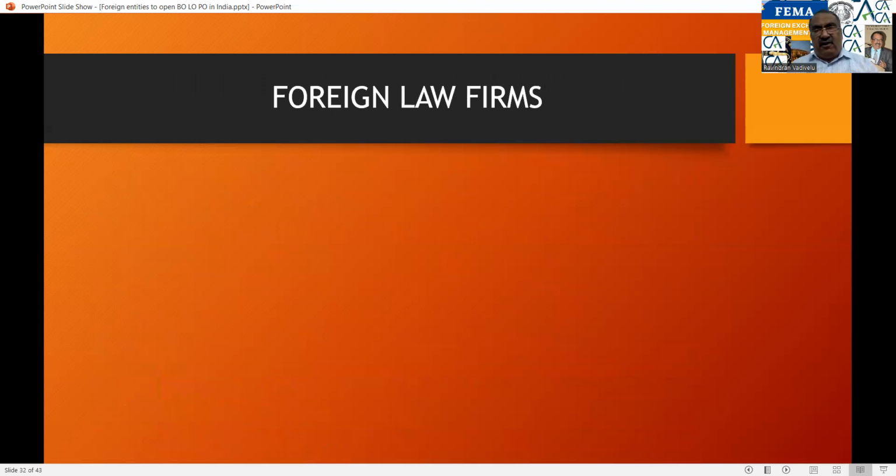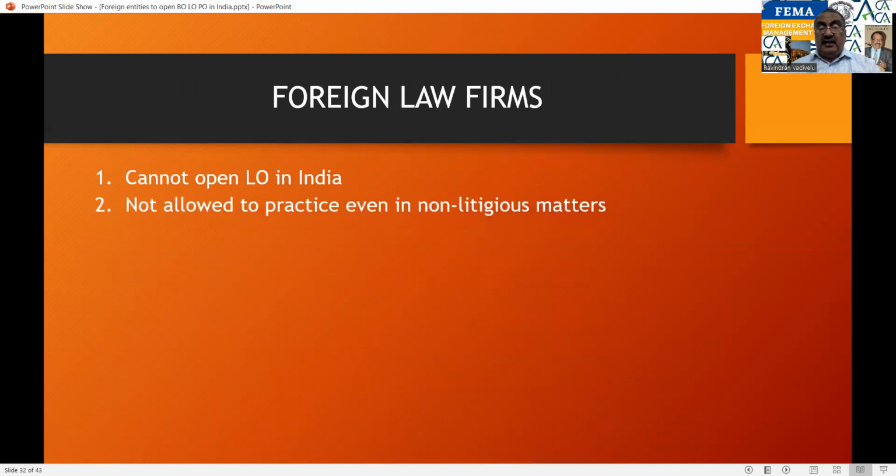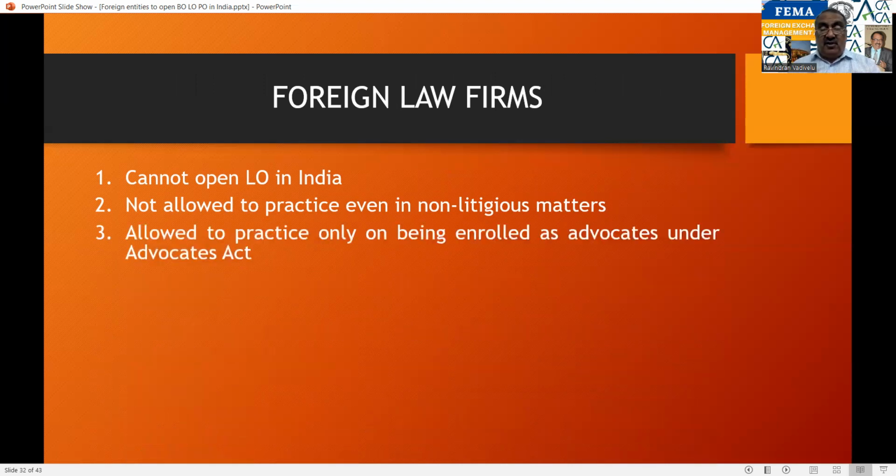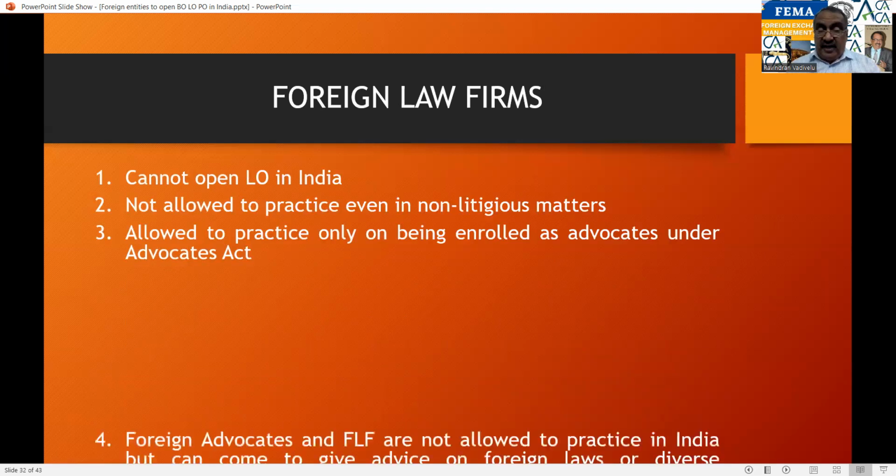And now, whether a foreign law firm can open a branch office here? No, it cannot open any liaison office or branch office in India. But if they want to open one, they have to register under the Advocates Act. So it is not allowed to practice even in non-litigious matters. When they want to practice, they have to enroll themselves as advocates under the Advocates Act.